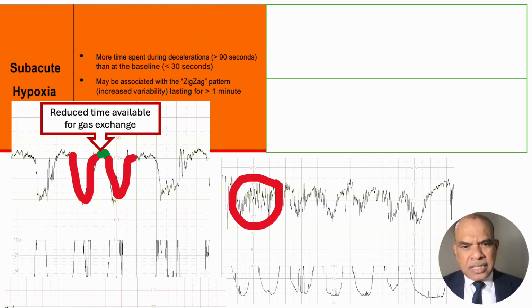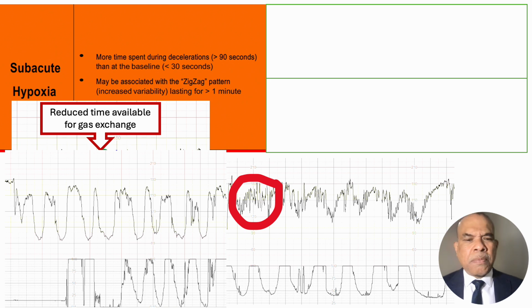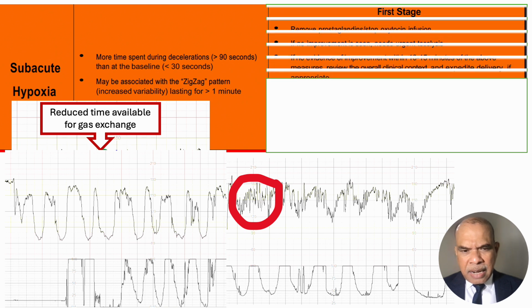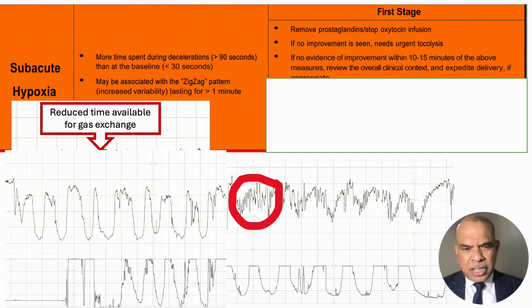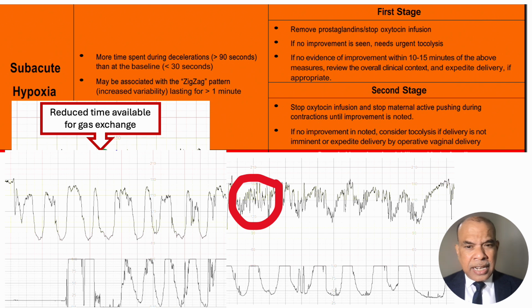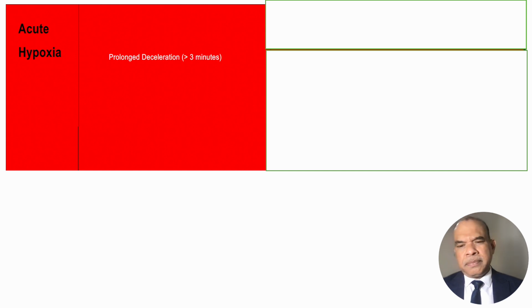And often it is associated with a zigzag pattern because that's autonomic instability. And you can see this is a subacute hypoxia. Less time in the baseline, more time decelerating. So the guideline tells you what to do in the first stage of labor. If you get subacute hypoxia in the first stage of labor, either it is due to too much oxytocin, too much prostaglandin, or a tight cord around the neck, causing intense or severe oligohydramnios with cord compression. Otherwise, it's a problem usually in the second stage of labor, often with active maternal pushing.